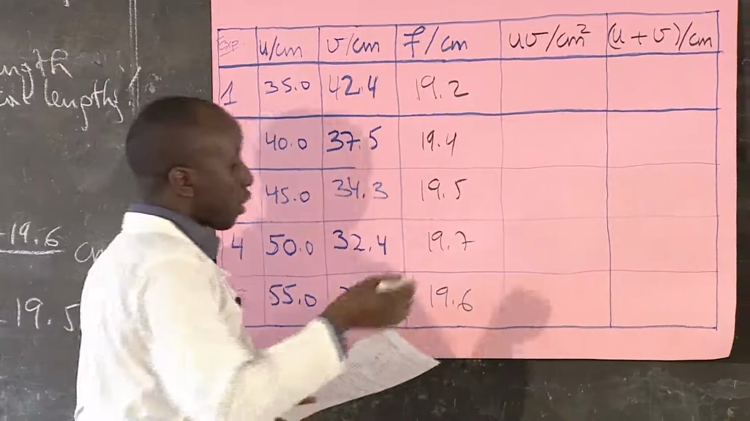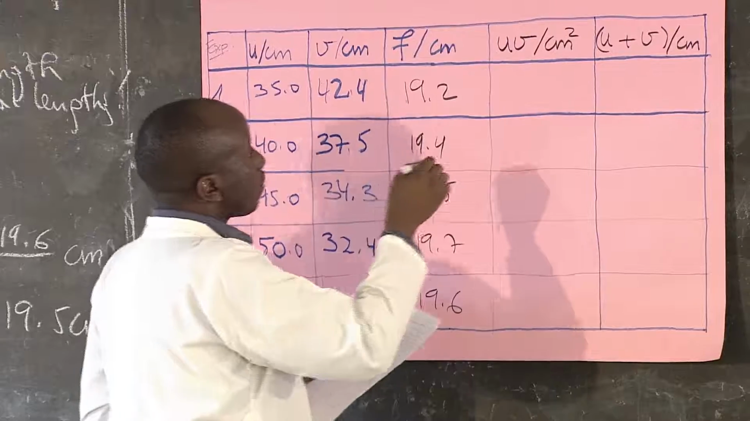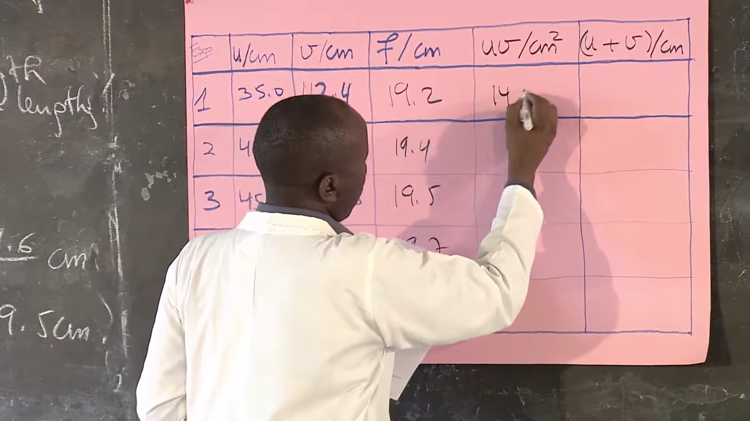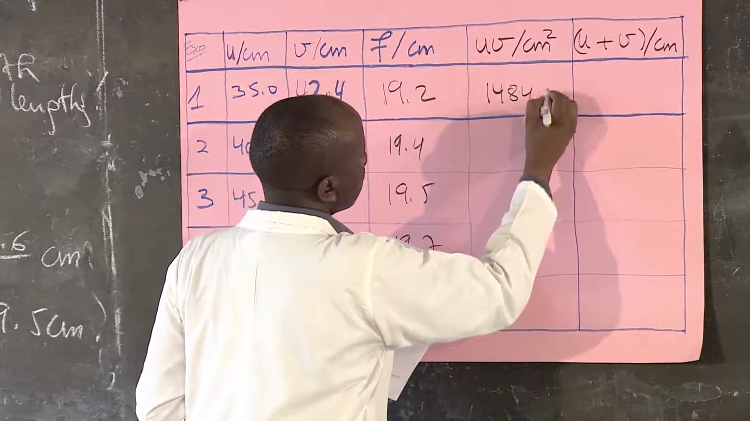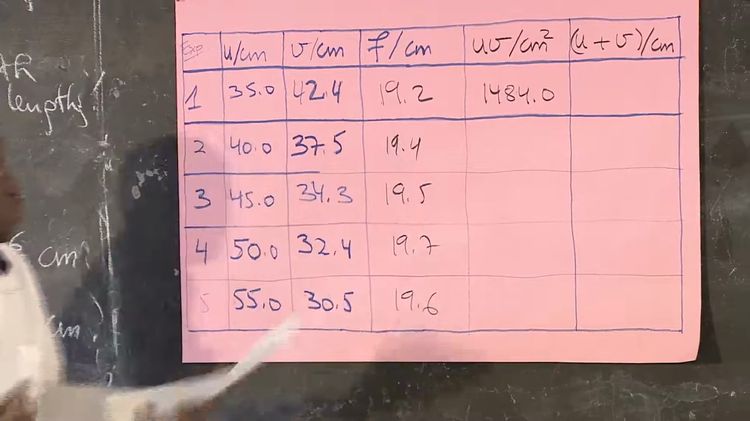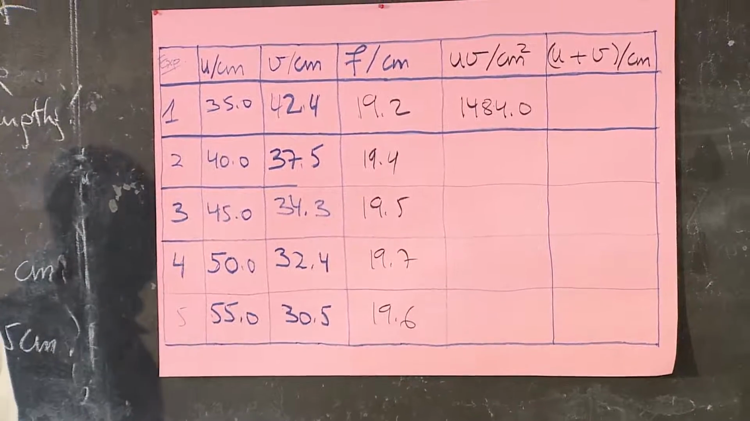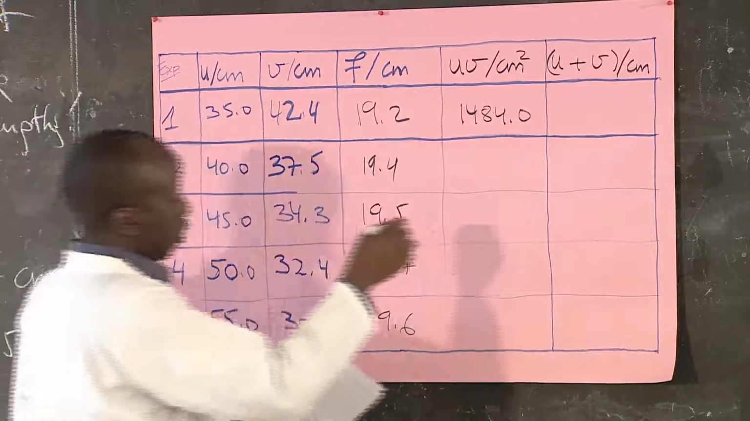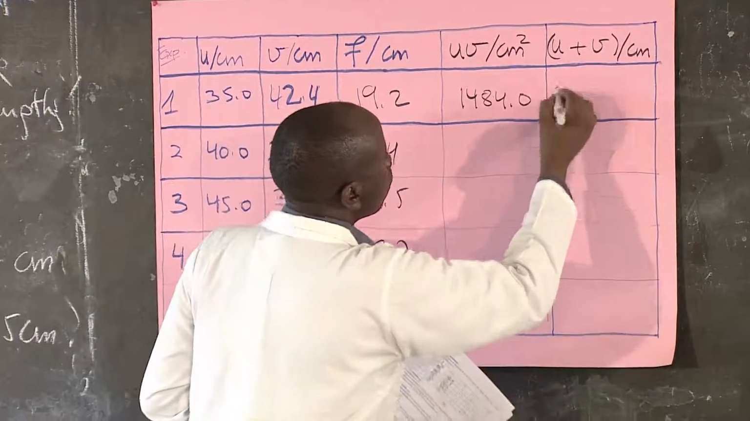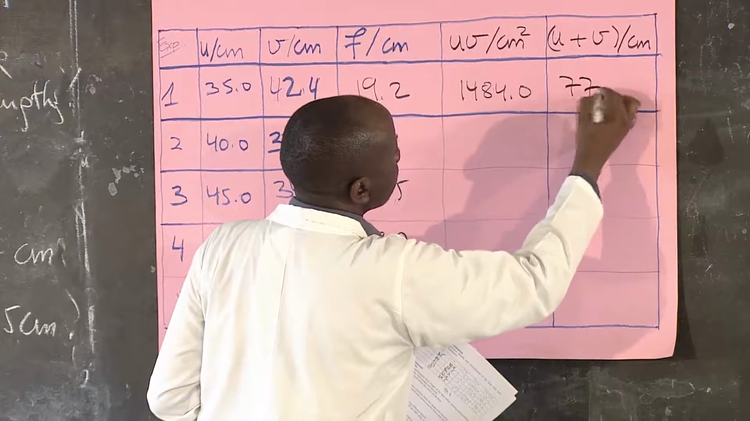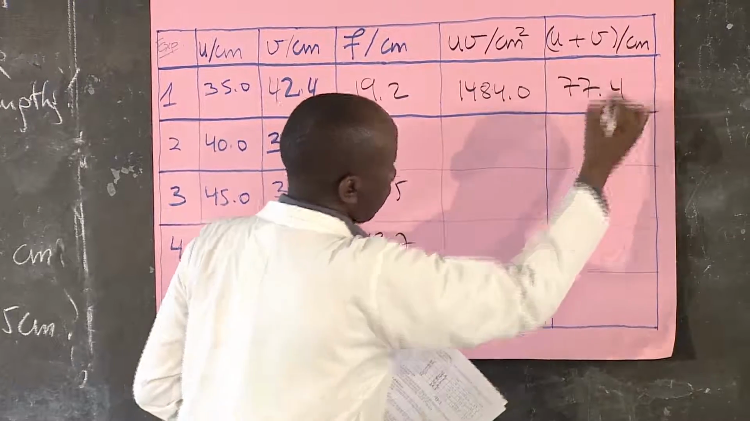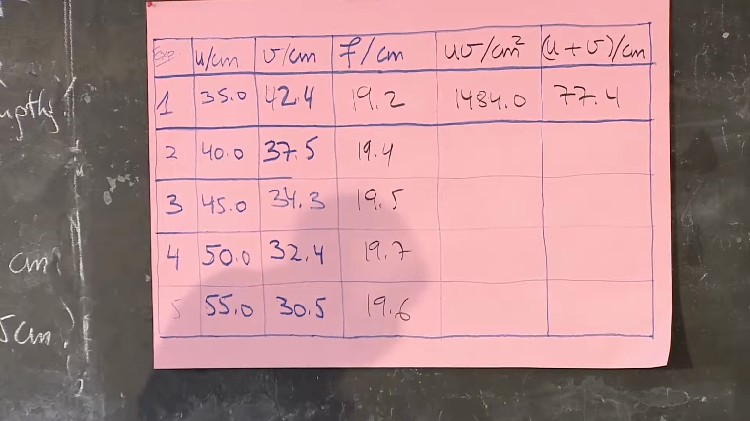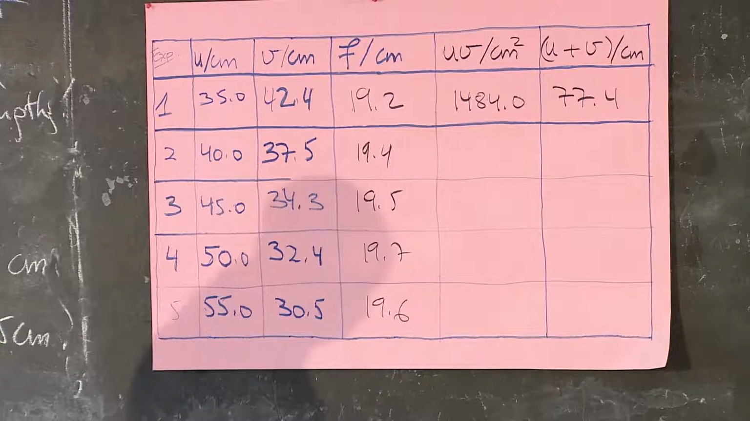Yes, good. We are going to find the value will be equal to 1484.0. So our decimal place that we are going to use is 1 here. And then next, what do you have here? So when we add the two, we have 77.24. And then another one.